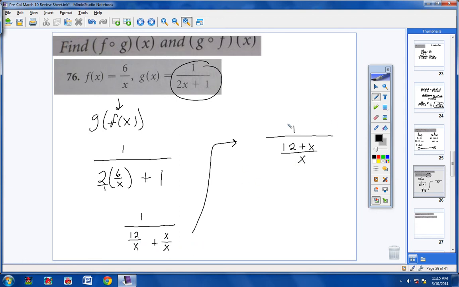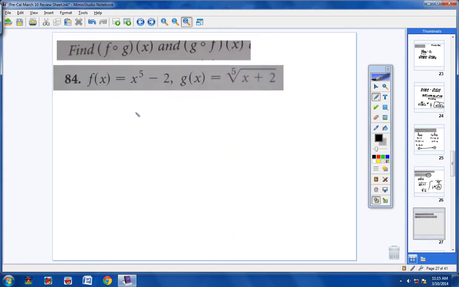So now I have my top, which is a 1 divided by 12 plus x over x. Okay? So that simply means I'm just going to take my numerator right here, move it down here, take my denominator, put it here, and now we're going to multiply. And of course, 1 times anything is just itself. So 1 over 1 times x over 12 plus x is x over 12 plus x. There, we did it. G of f of x.